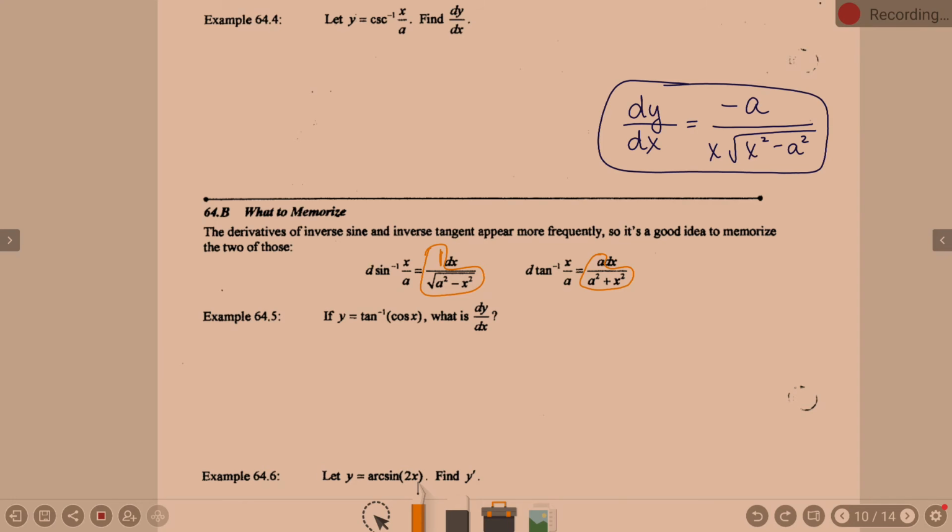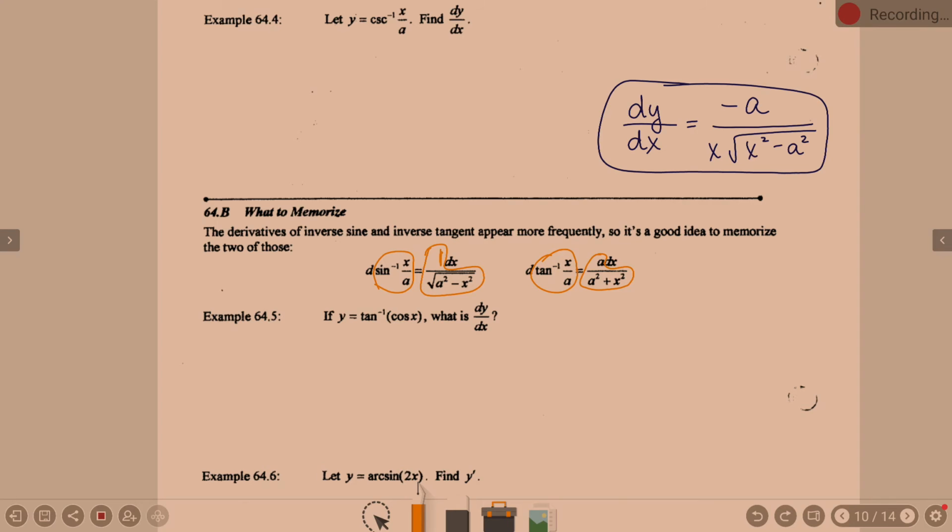And keep in mind, where do those a's come from? The fact that it is sine of x over a, sine inverse of x over a, and tangent inverse of x over a. So just kind of realize those connections. Okay, let's look at example 5 here. Now we're using these rules.